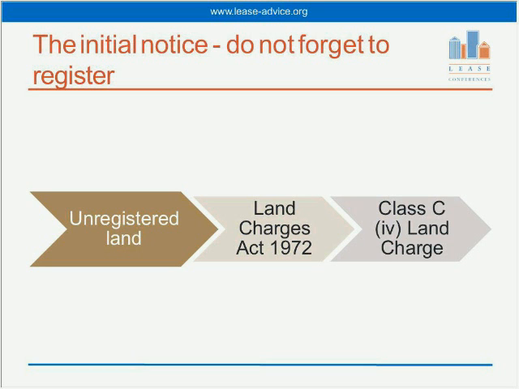What do you do if it's unregistered land? Well, then one looks at the Land Charges Act 1972, and it's registered at the Land Charges Registry, the initial notice, the Section 42 notice, as a Class C(iv) land charge. So that's at the Land Charges Registry. So do make sure that's done if it's unregistered land. Otherwise, the notice will be deemed void against the buyer of the freehold title or of the intermediate leasehold, as the case may be.